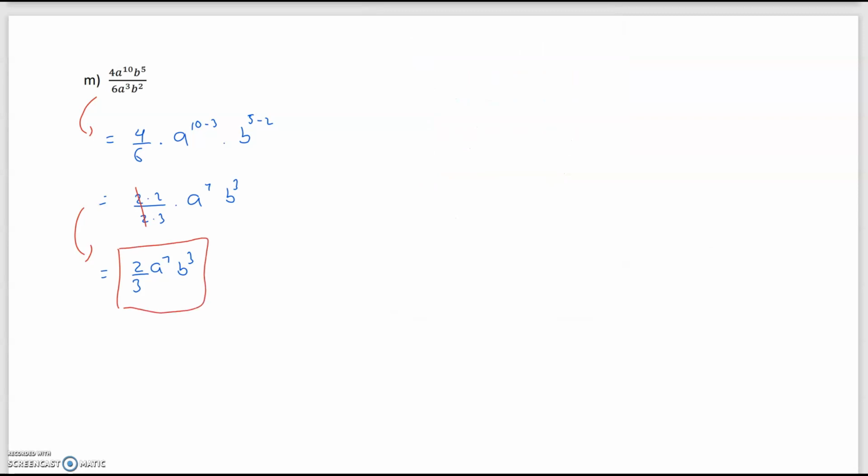You could also express it as a fraction. If you go that route, then as a fraction with the a and the b on the top, this will be 2 a to the 7, b to the 3 over the value of 3. And let me fix that 3.